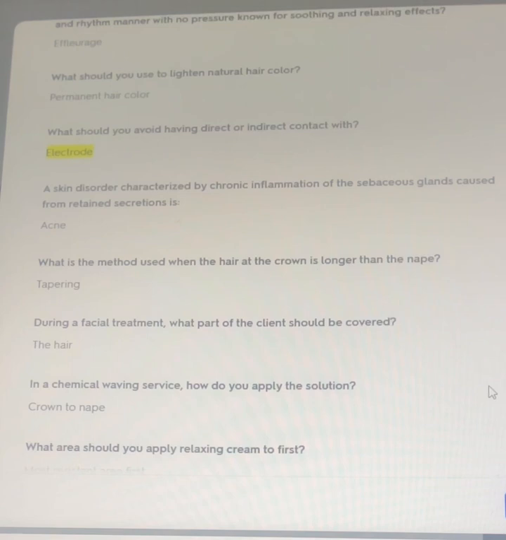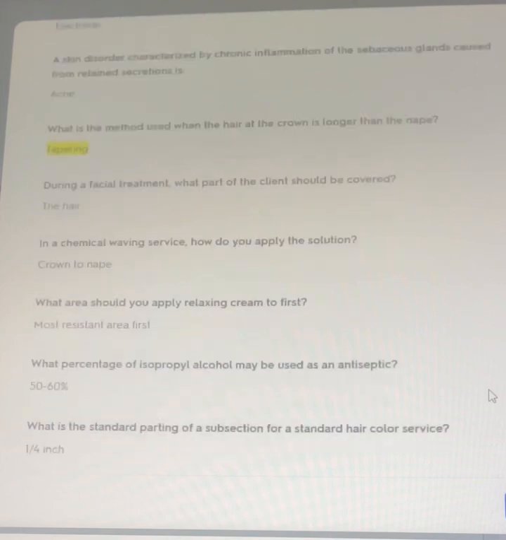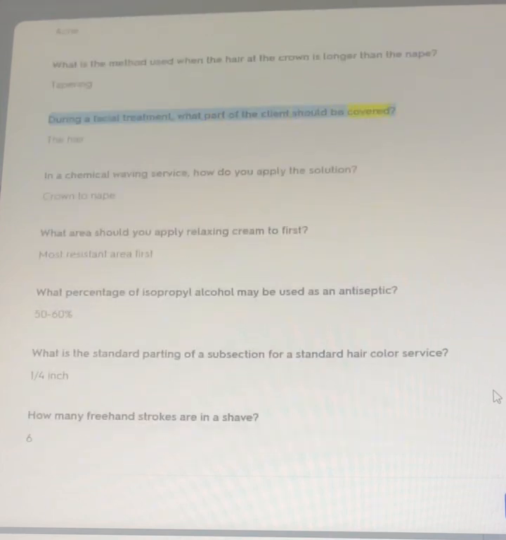Electrode. A skin disorder characterized by chronic inflammation of the sebaceous glands caused from retained secretions is acne. What is the method used when the hair at the crown is longer than the nape? Tapering. During a facial treatment, what part of the client should be covered? The hair. In a chemical waving service, how do you apply the solution?